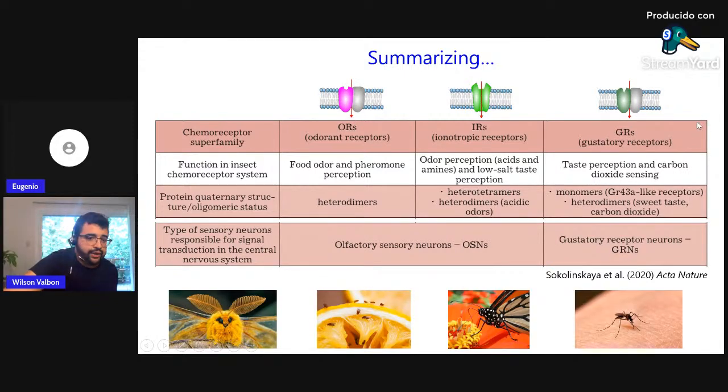And just to finish, I want to highlight again that insects are very well equipped to detect things in the environment. As I showed before, I'm just showing again. Today I talked about some specific things that make them able to detect the environment.